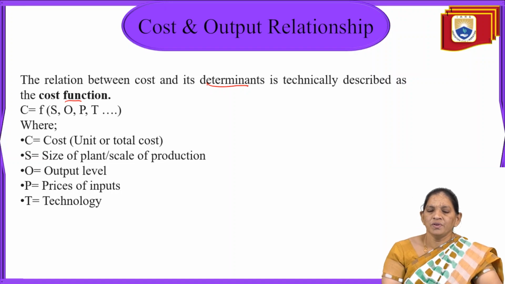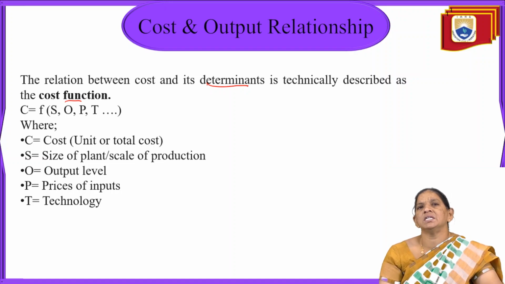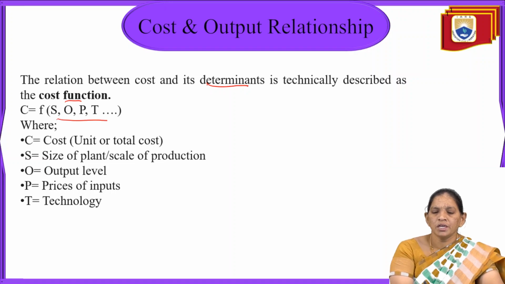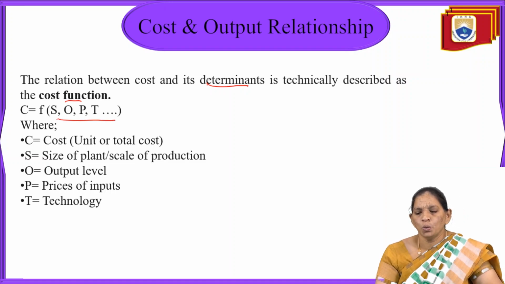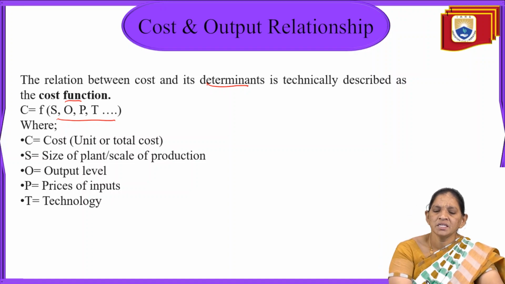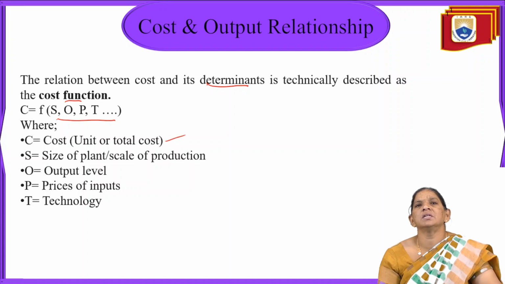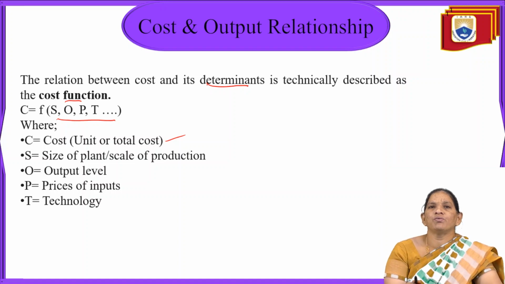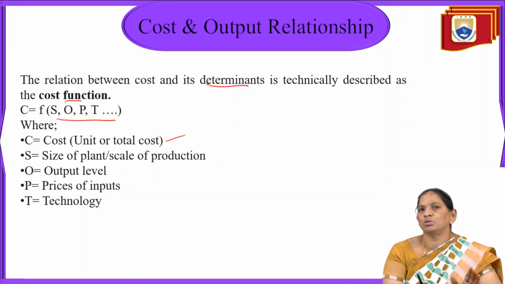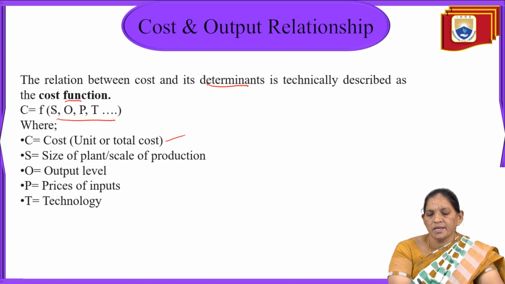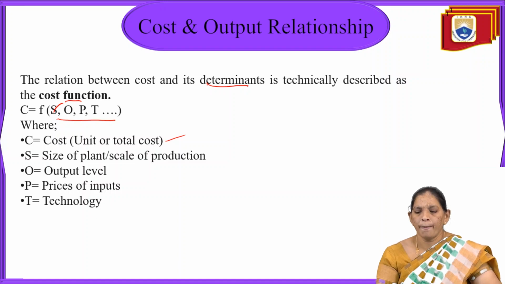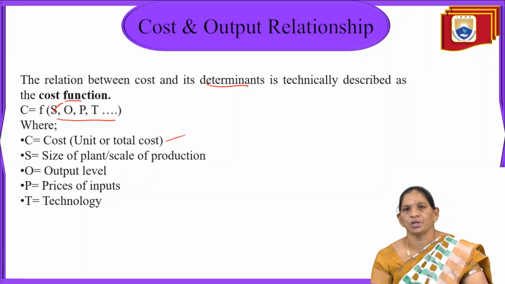Here the cost function is C = f(S, O, P, T). C is the unit cost or total cost, and f is the function of the factors affecting it. S is the size of the plant or scale of production.